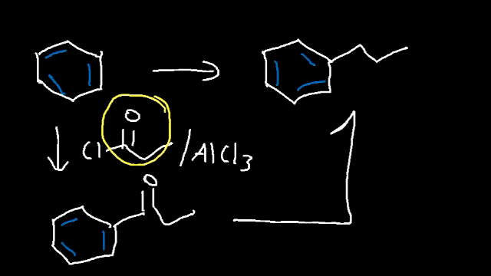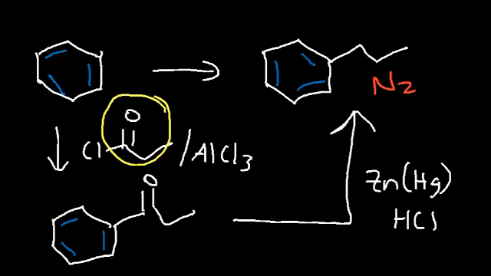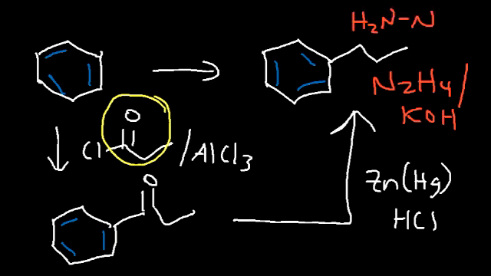And now to get this product, you simply need to use the Clemmensen reduction, which is zinc with mercury and HCl. It's going to reduce the ketone into an alkane. You can also use the Wolff-Kishner reduction reaction, which has hydrazine, N2H4, with a strong base, potassium hydroxide. That's the Wolff-Kishner reduction, and it does the same thing as the Clemmensen reduction. Now sometimes you might see hydrazine in this form as H2N-NH2. It's the same as N2H4.